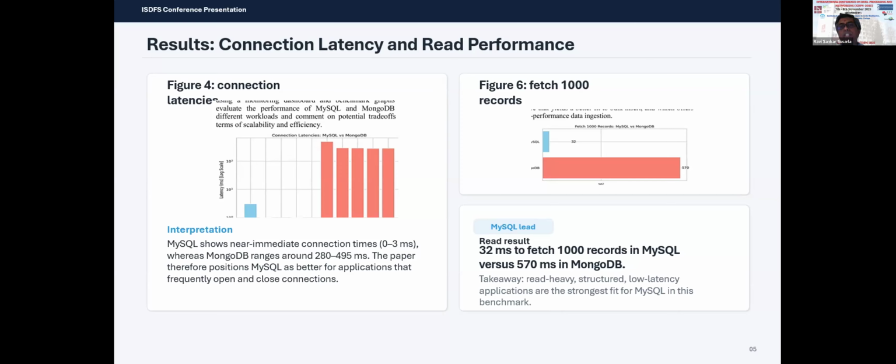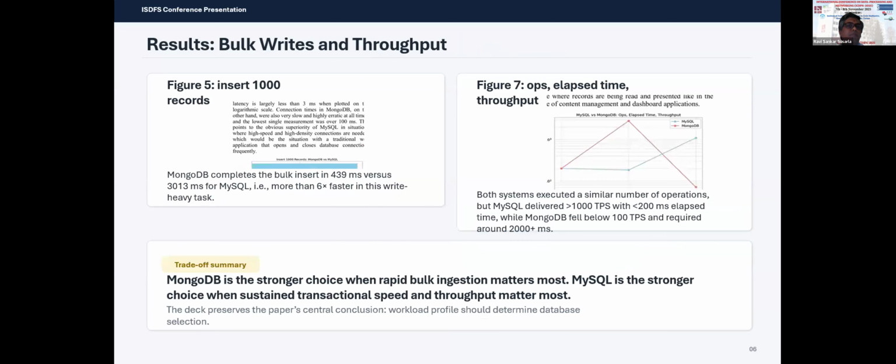In figure 6, fetch 1000 records, we have MongoDB and MySQL with latency on the y-axis. MySQL leads the read result: 32 milliseconds to fetch 1000 records in MySQL versus 570 milliseconds in MongoDB. The takeaway is that read-heavy, structured, low-latency applications are the strongest fit for MySQL in this benchmark. Then for inserting 1000 records, MongoDB completes the bulk insert in 439 milliseconds versus 3013 milliseconds for MySQL. That is more than 6 times faster in this write-heavy task.